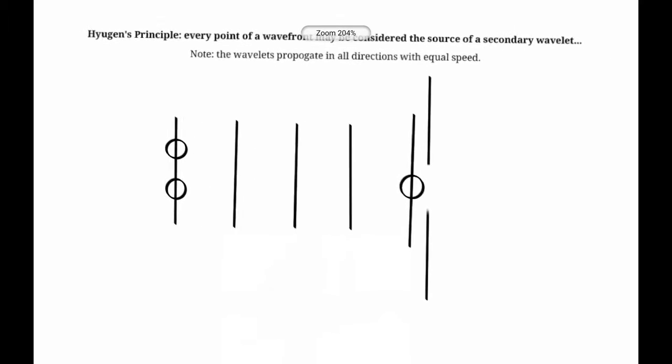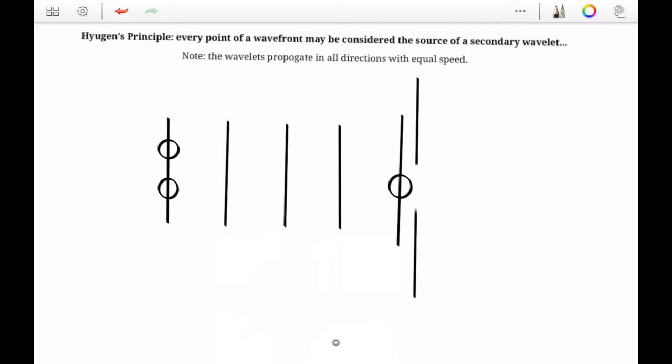Huygens' principle is basically talking about how every wave has a wavefront, and that wavefront is divided into secondary wavelets. These wavefronts are the source for these secondary wavelets, and that's how a wave can spread. Like it's written here, the wavelets propagate in all directions with equal speed.